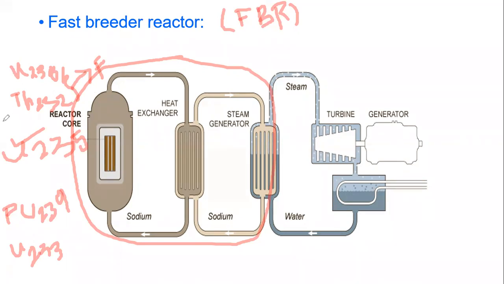Uranium 238 and thorium 232 are the fertile materials. These fertile materials are used to absorb the neutrons.